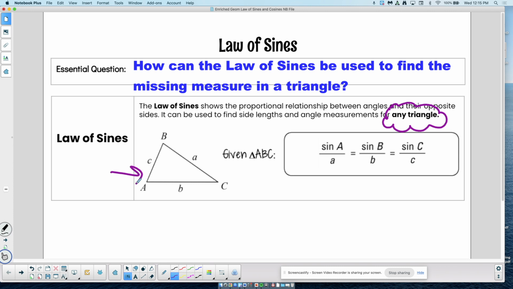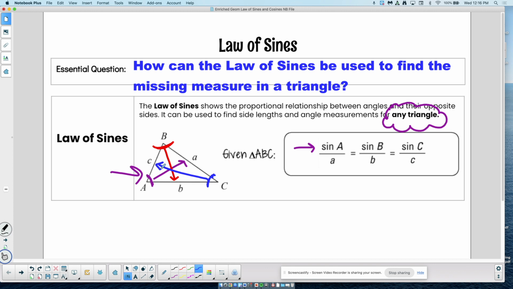So law of sines is just a proportion between the sine of the angle and its opposite side. So if we look here, sine of angle A is talking about this angle measure over the side across from it, which is little a, right? So then angle B is across from side little b. And lastly, C is across from little c.